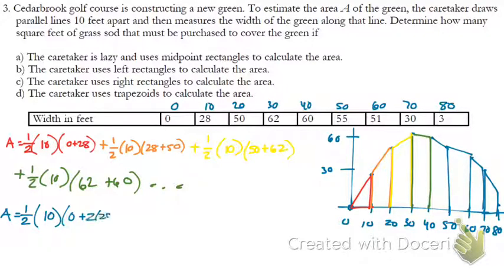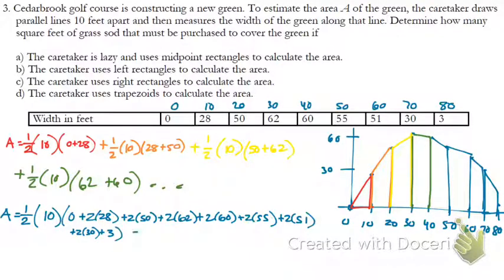However, 28 does, so 2 times 28. 2 times 50. 2 times 62. 2 times 60. 2 times 55. 2 times 51. 2 times 30. And then only one of the 3s. I'm not going to add the 3 twice, again, because that 3 only touches that last trapezoid one time. So I think that's all of them. 1, 2, 3, 4, 5, 6, 7, 8. Okay, good. And then the trapezoid, that one.